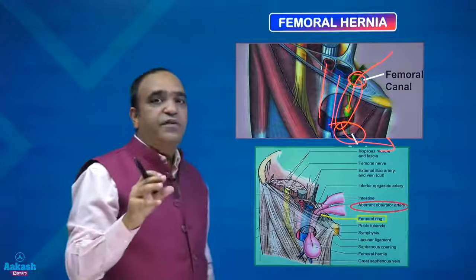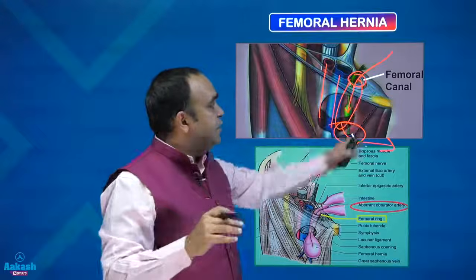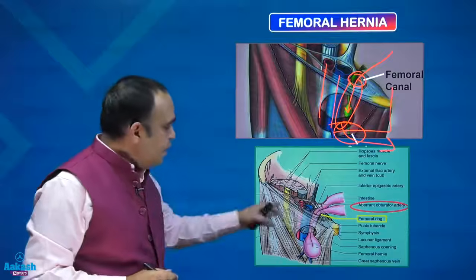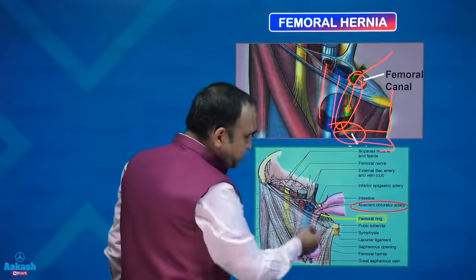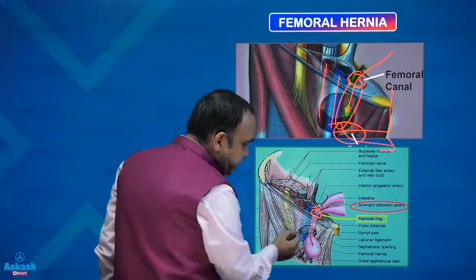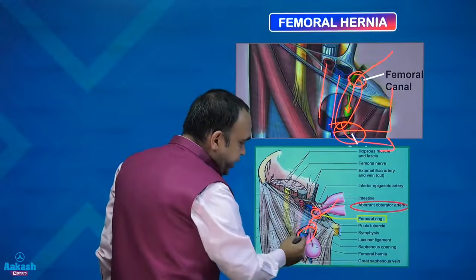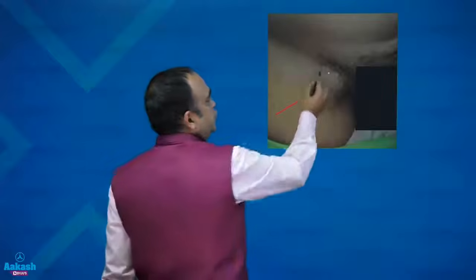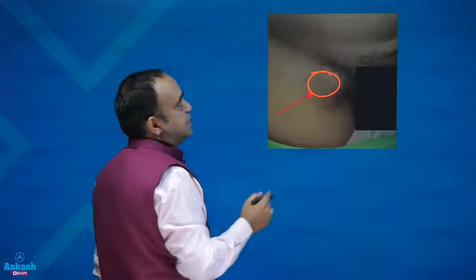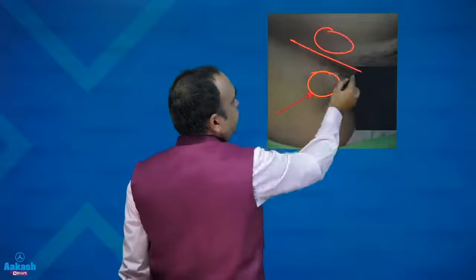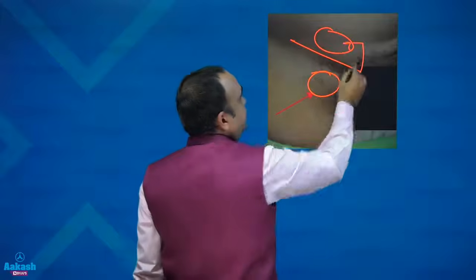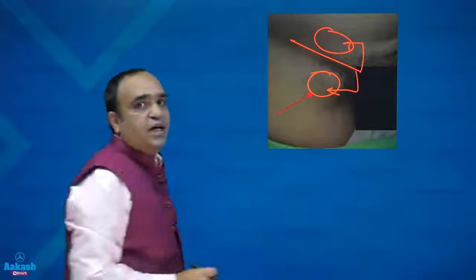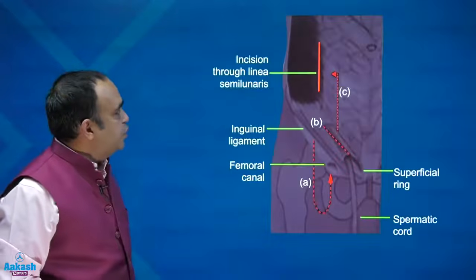So the swelling of femoral hernia will be 4 centimeter below and lateral to the pubic tubercle, right? The second picture is showing you how the hernia is occurring. Femoral ring, that's the saphenous opening. So bowel enters, comes out, and that's a picture showing you the clinical picture. So that's how the femoral hernia presents. So inguinal hernia will be above and lateral to the pubic tubercle, whereas femoral hernia will be below and lateral to the pubic tubercle.